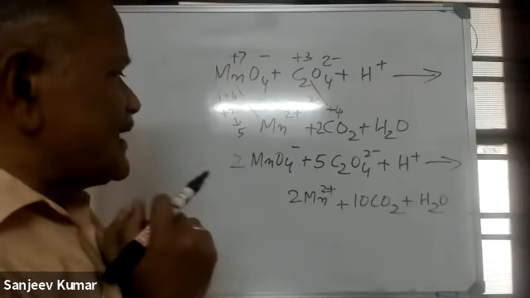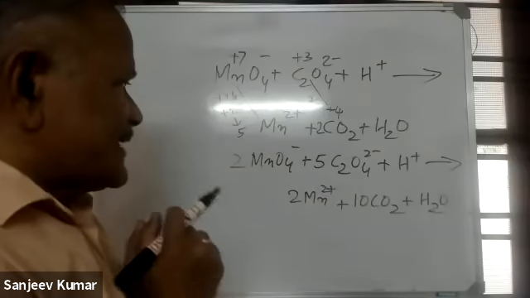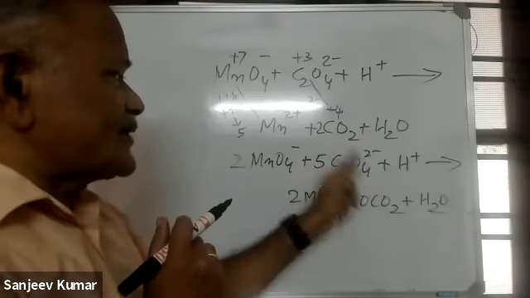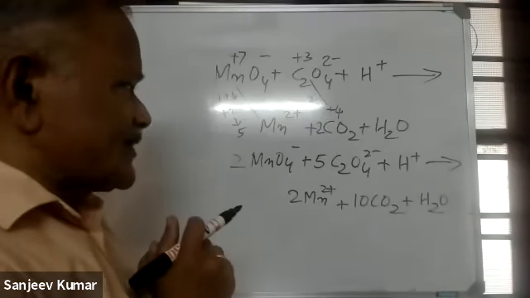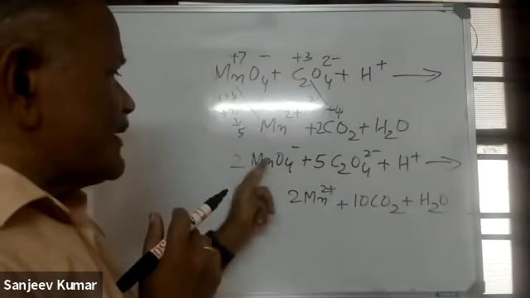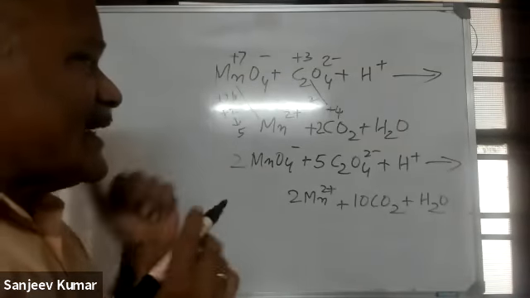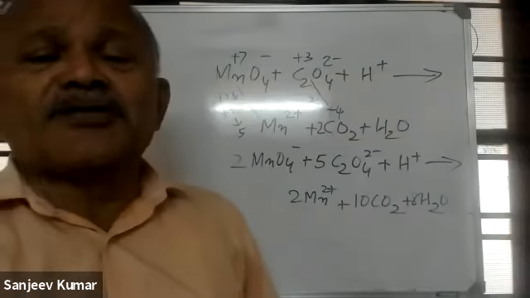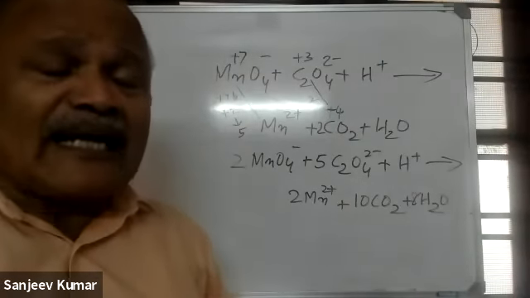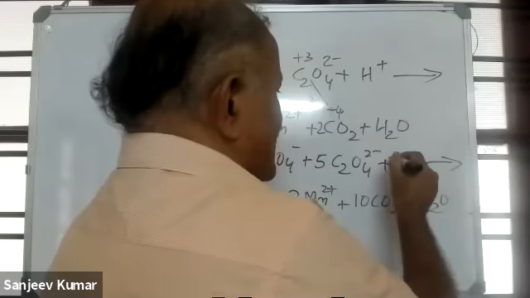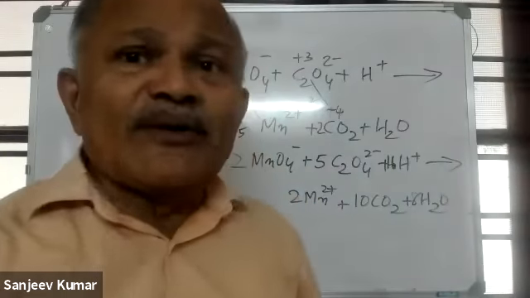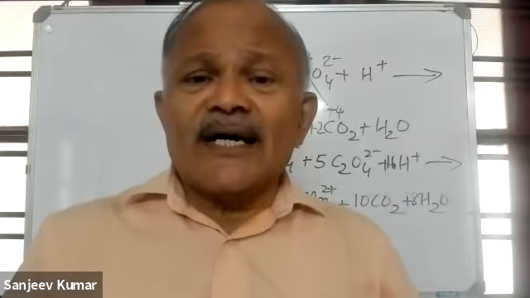Now you have to look into the balancing of oxygen. Here, 5 C2O4 means 20 oxygen and 10 CO2 means 20 oxygen, and 2 MnO4 means 8 oxygen. It can be balanced by putting 8 water, therefore 8 H2O. Now you have to balance the hydrogen, and it is an acid medium. Therefore, 8 H2O means 16 H plus. Now it is a balanced redox reaction.